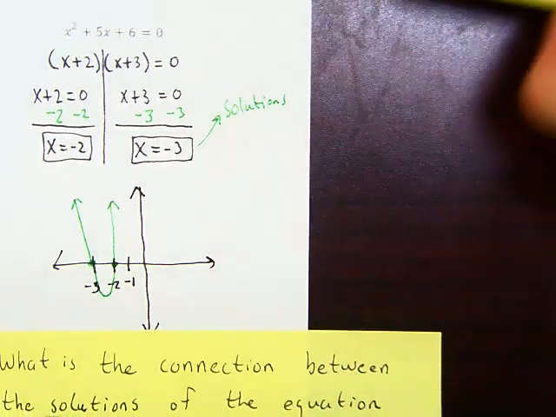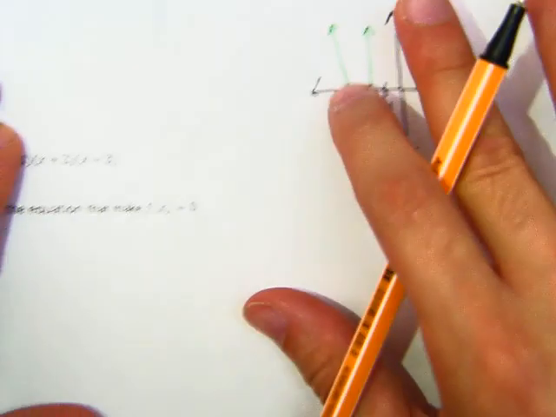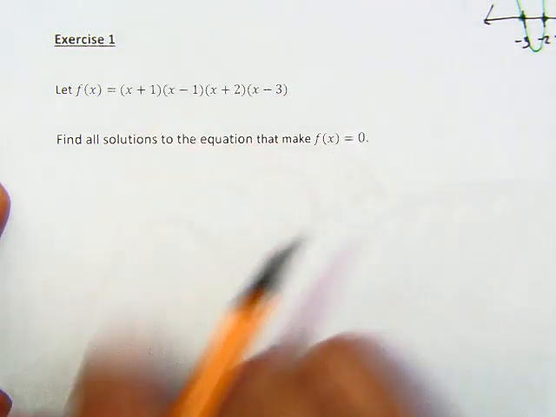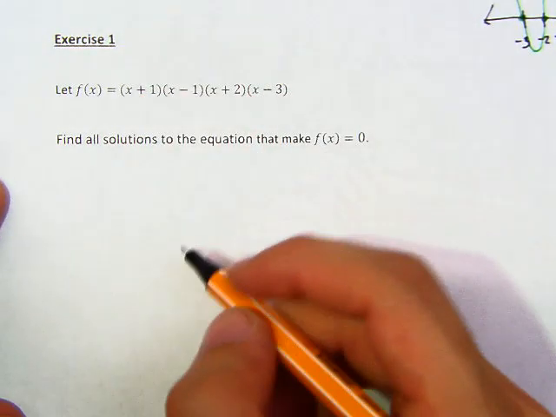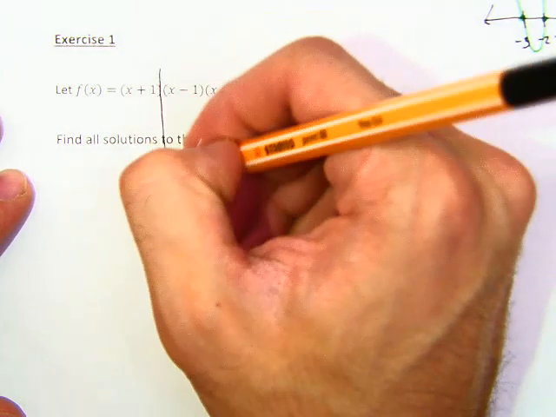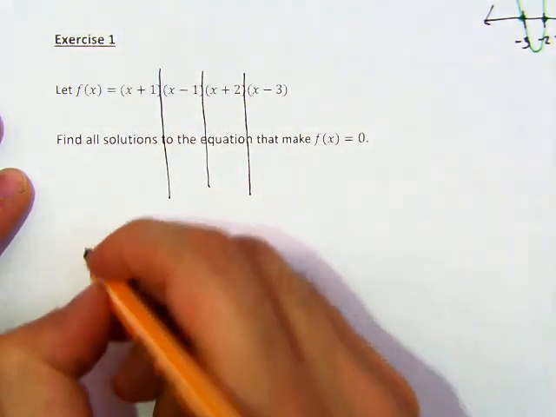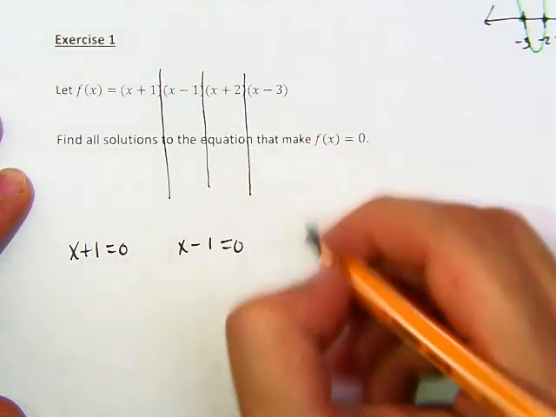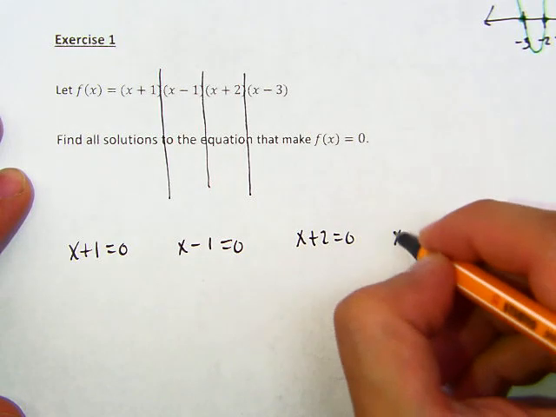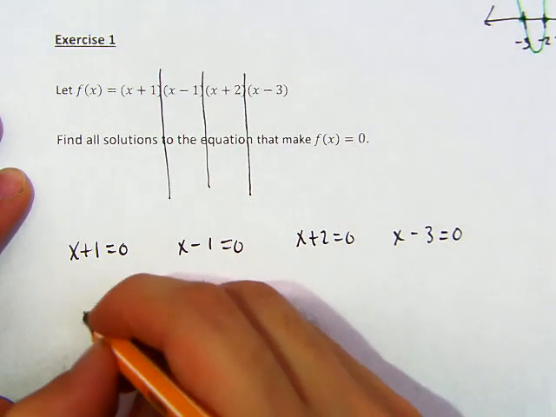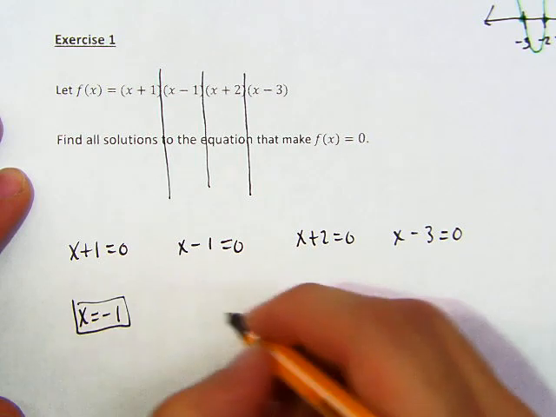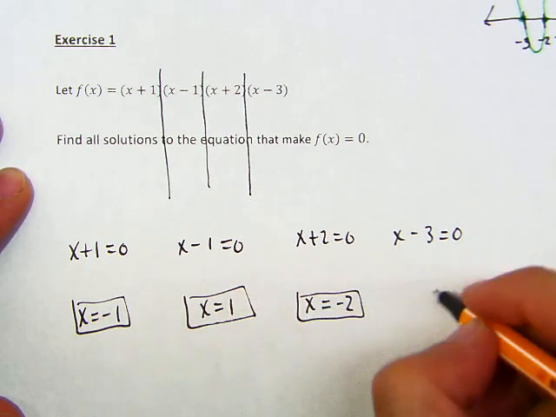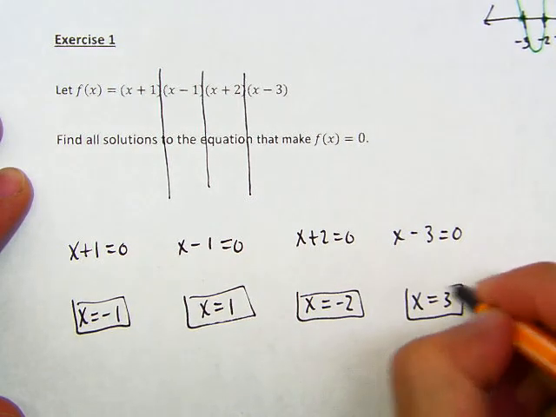All right. What I want you to do is try and do the last part over here, where it says find all the solutions that make f of x equal to 0. All right, pause the video and try and do this. But basically all you're doing is, you just draw your little lines, right? Okay, so now you just say x plus 1 equals 0. X minus 1 equals 0. X plus 2 equals 0. X minus 3 equals 0. And then you see x equals negative 1. X equals 1. X equals negative 2. And x equals 3. Okay?